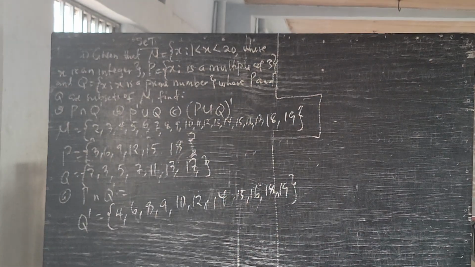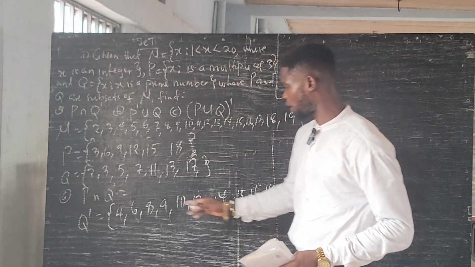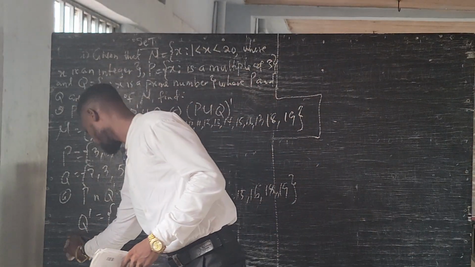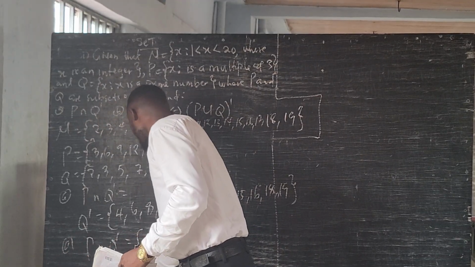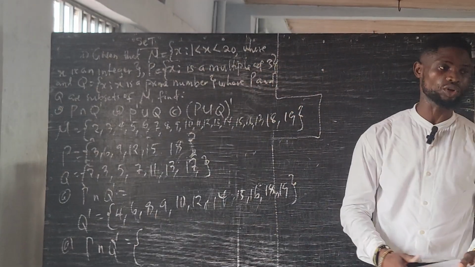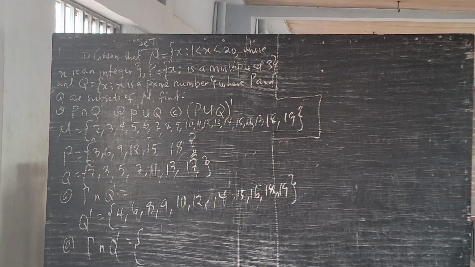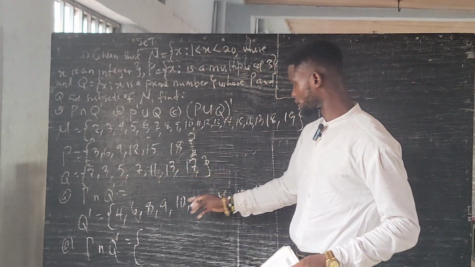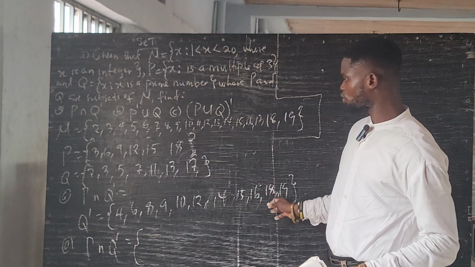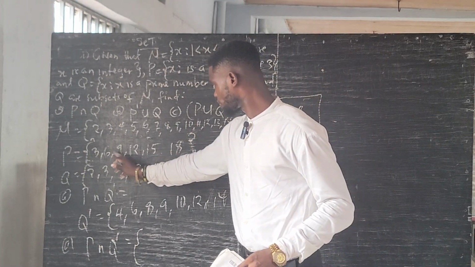Okay. So from this point, we can now solve the complement and number 1, which is the intersection. A is P intersection the complement of Q. What do you mean by intersection? What they have in common. Intersection means what belongs to set P and also belongs to the other set. If you look at set P and the complement of Q, what do they have in common? They have 6 in common.